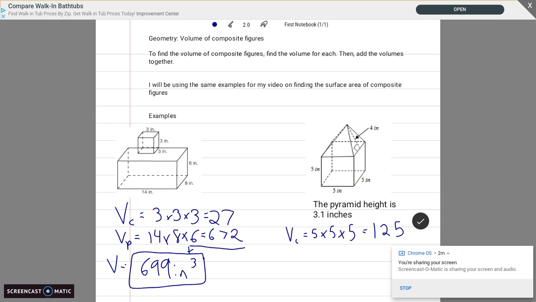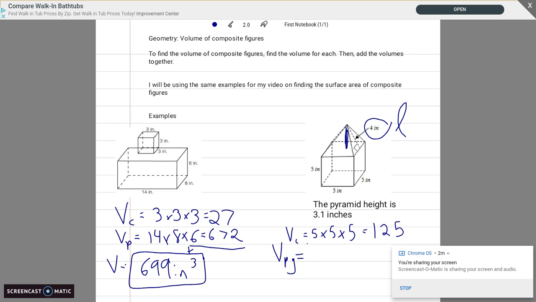Now I need to find the volume of the pyramid. Now they did give me some information. They told me that the height of the pyramid is 3.1 inches. So when we're trying to find a volume, we need the height that goes up and down. This 4 inches here is something called a slant height, represented with a cursive lowercase l, which we really don't need in this case. So to find the volume of this pyramid, I'm going to label it PY.